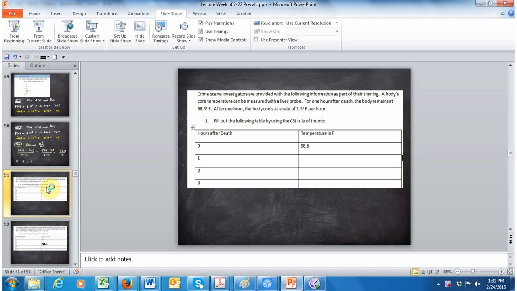What we're going to do is examine a rule of thumb. As I mentioned before, I'm very interested in these rules of thumb that are used in medicine, but they're also often used in forensic science. And so there's a rule of thumb to determine time of death using body temperature.